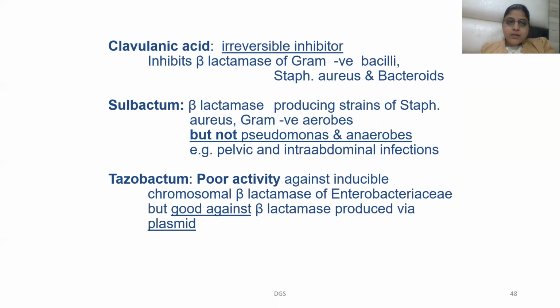Clavulanic acid is given with amoxicillin. Sulbactam is given with ampicillin, and tazobactam is given with piperacillin. These are effective against Staph aureus and gram-negative aerobes, sulbactam, but not against Pseudomonas and anaerobes. Tazobactam has poor activity against the Enterobacteriaceae, but is good against beta-lactamase produced via plasmid.